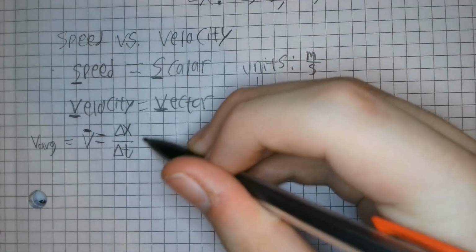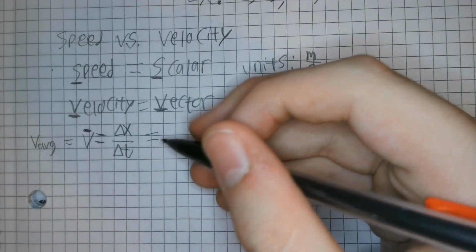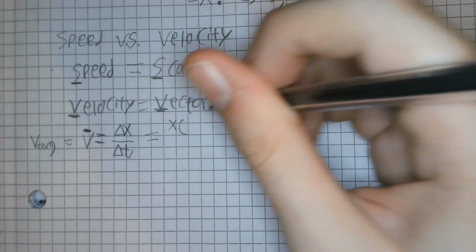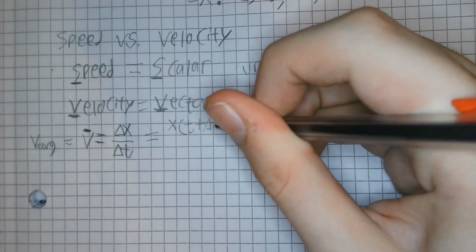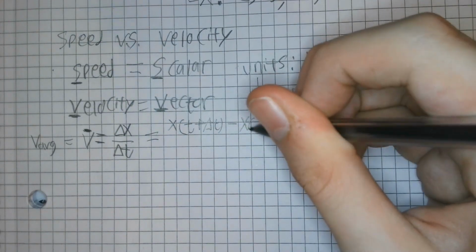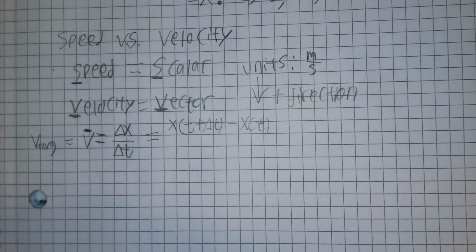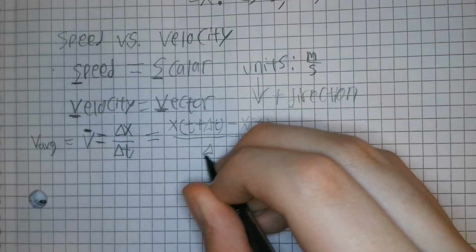So we can say that, well, our change in x is equal to x at some time t plus the change in time minus that initial position x at time t. Okay? And we're just going to make sure we divide that by delta t.